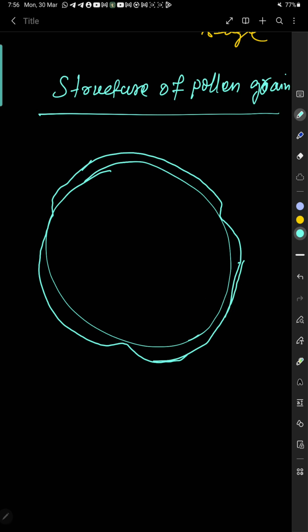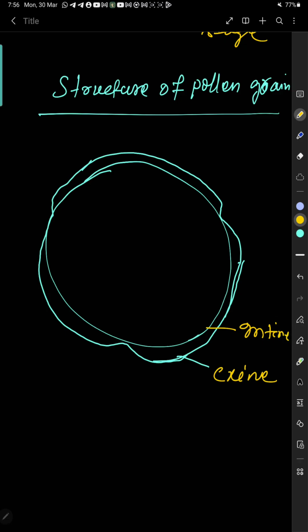Okay, so it has two layers. The outer layer is exine and the inner layer is intine.